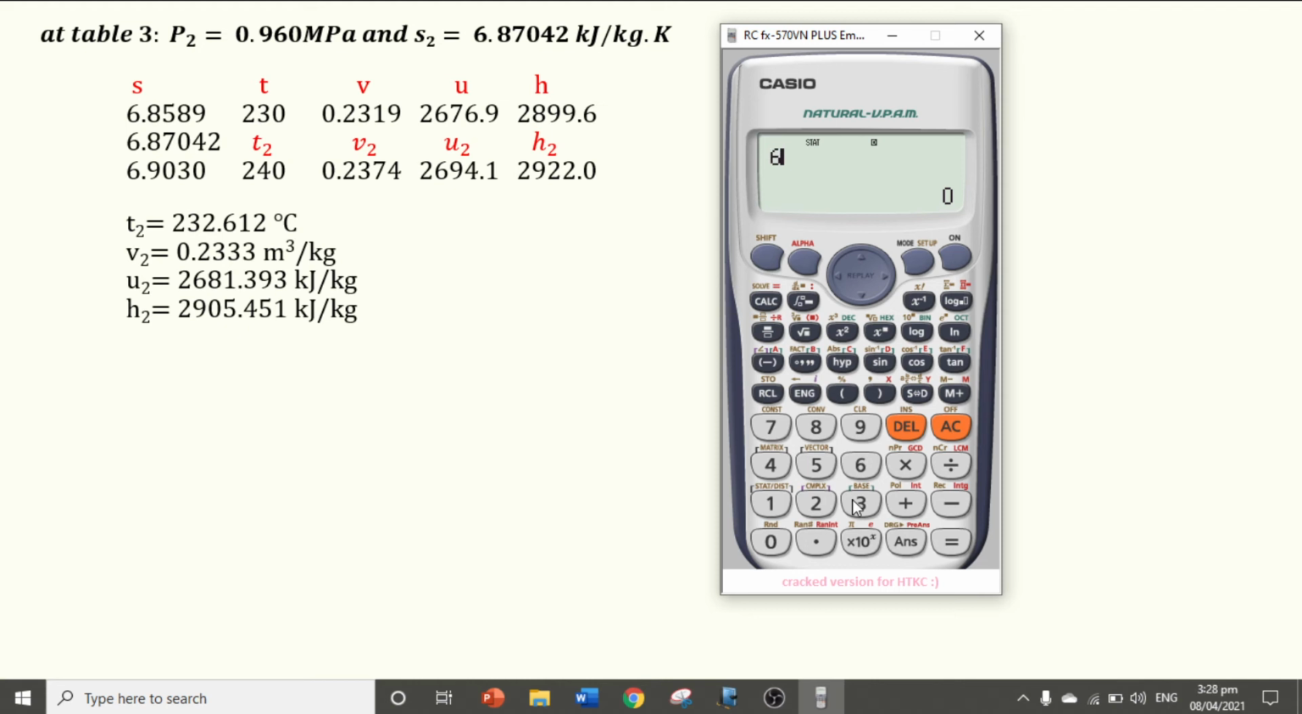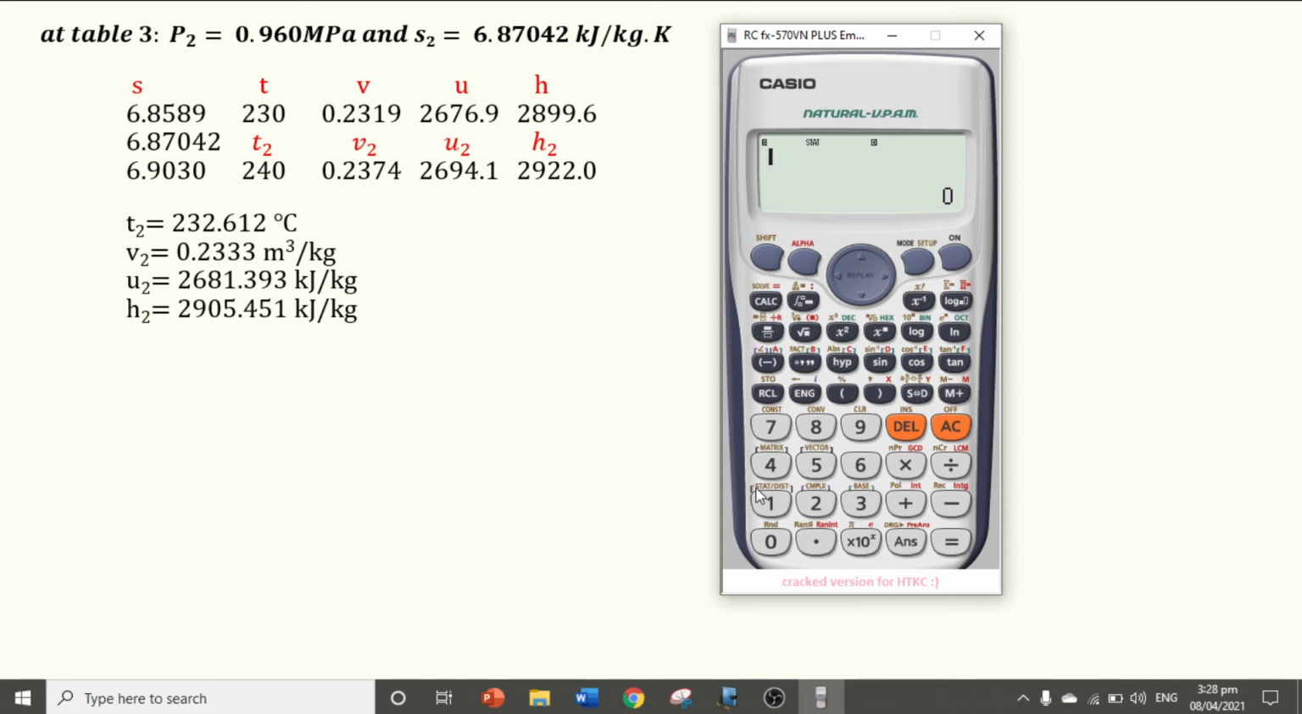Yung 6.87042, store na lang natin sa A, ano? Para hindi na tayo magta-type pa isa-isa. Okay? So, shift, punta tayo sa data, edit natin si B, 0.2319 and 0.2374. Press AC, shift 1, 55. Lagay natin sa A kasi yung 6.87042 nasa A natin. Kaya A na lang ilagay natin. Okay? So, the answer is 0.2333 cubic meters per kilogram.